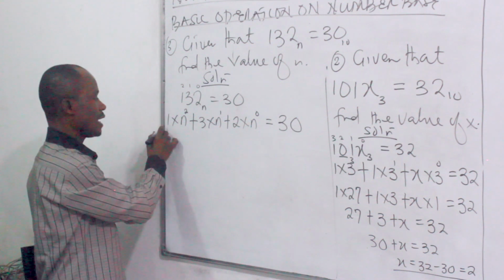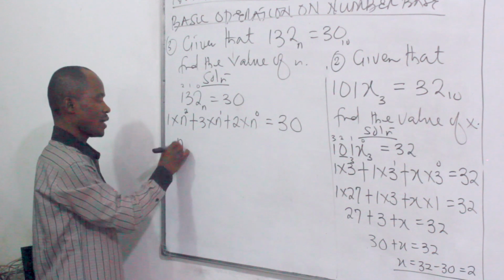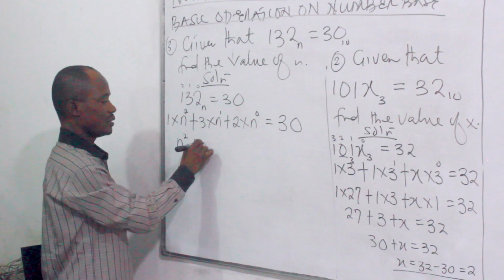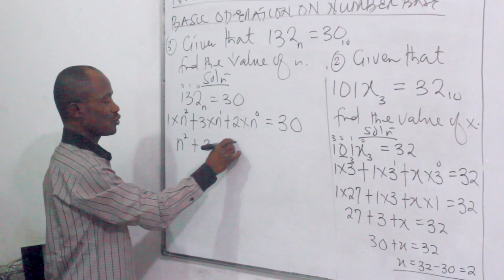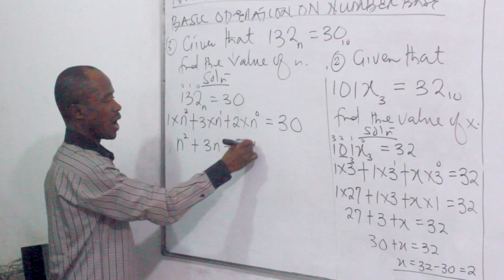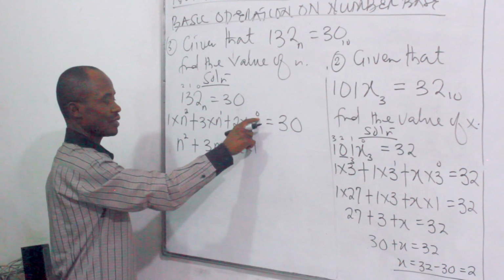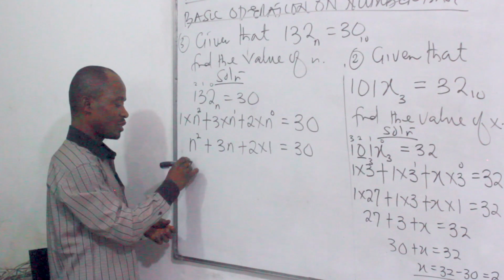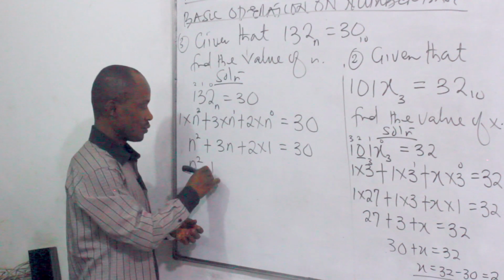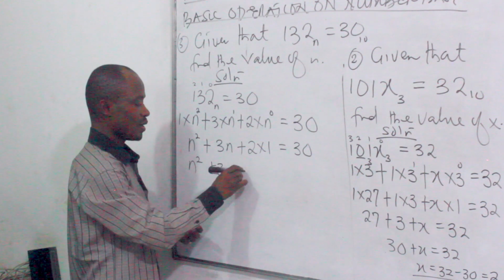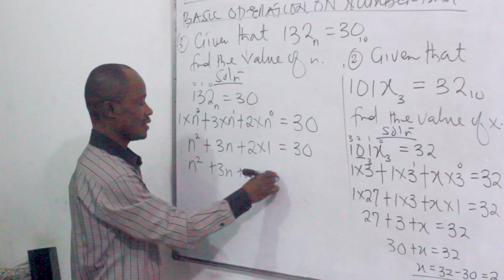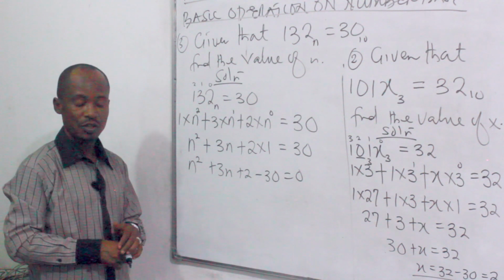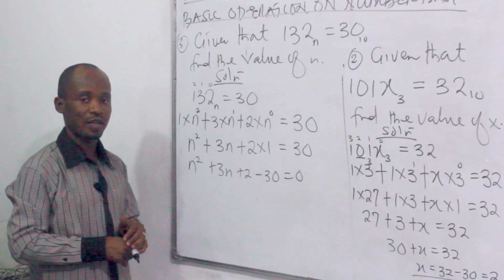So we have 1 times n raised to the power of 2, which remains n squared, then plus 3 times n, this is 3n, plus 2 times 1, because n raised to the power of 0 is 1, equals 30. To simplify further, this will be n squared plus 3n plus 2 minus 30 equals 0. Seeing that the highest degree of the variable is 2, this will now yield a quadratic equation.